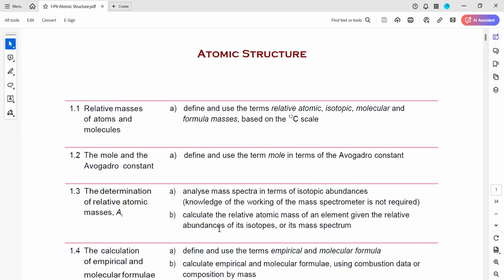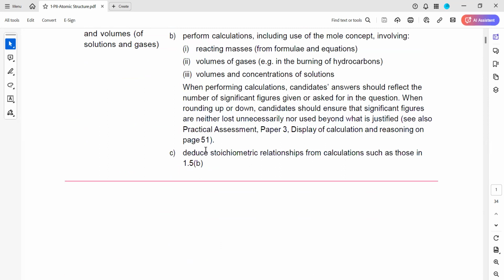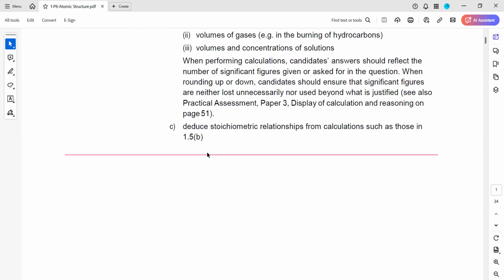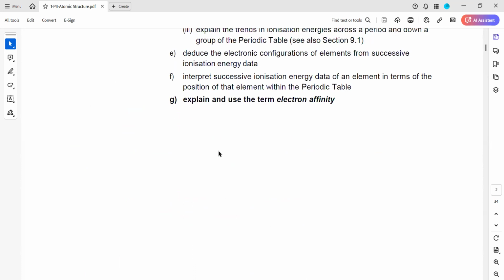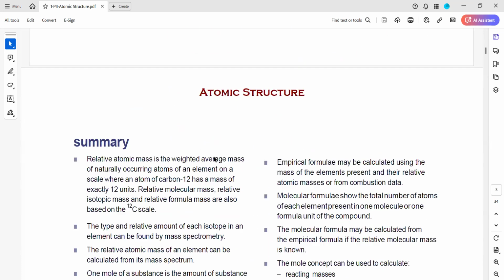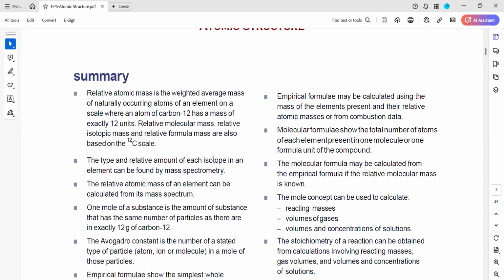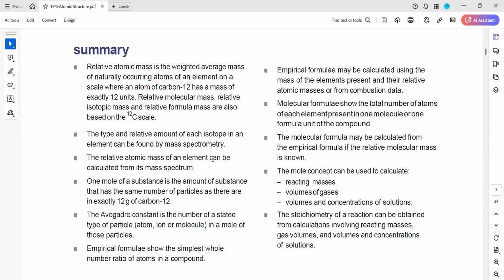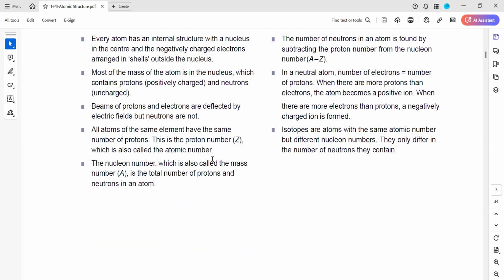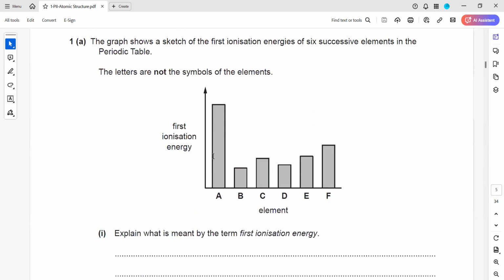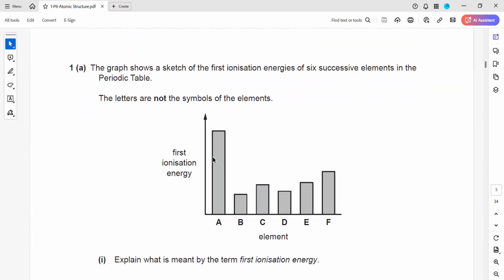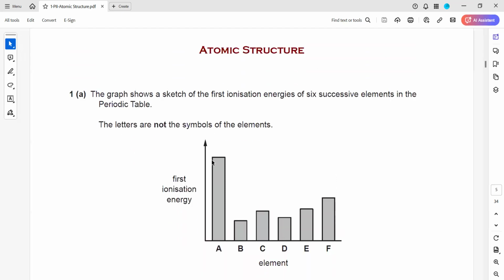This exercise related to atomic structure was last week's homework. In the beginning of the exercise, you can see the learning objectives of the syllabus. It is better to go through these learning objectives first before you start, and then the summary is there related to the topic, the key points. The questions start from page 5.